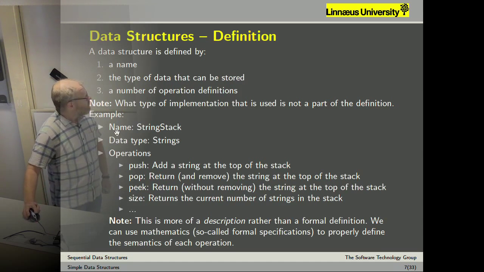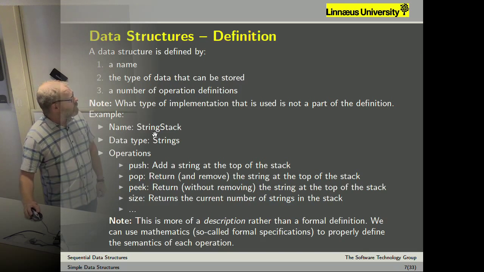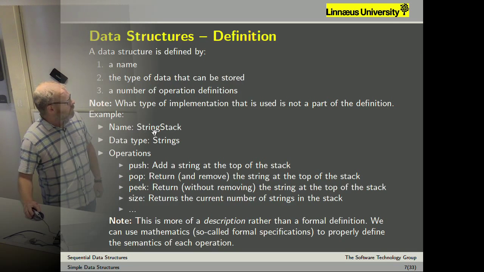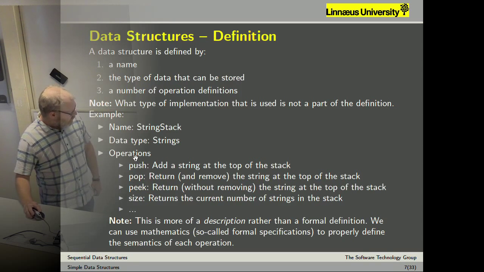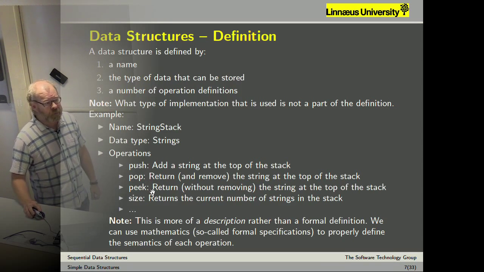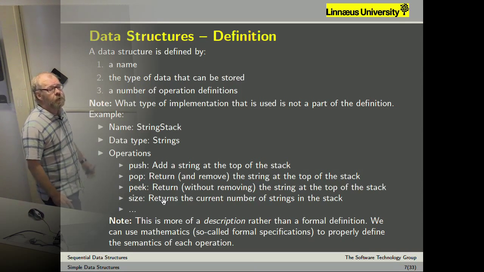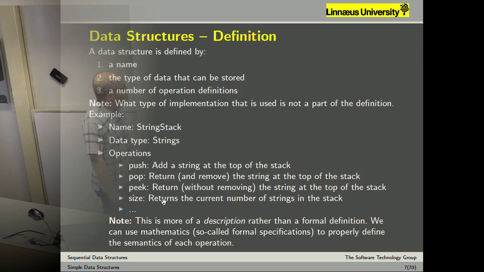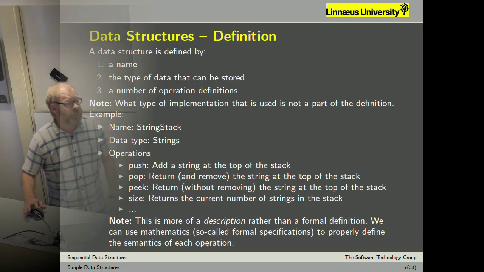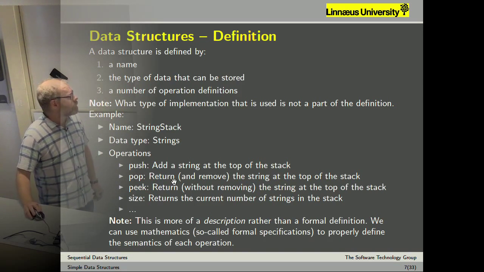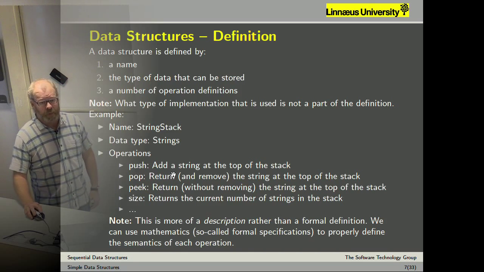As an example, I can say that my data structure has the name string stack. It can contain strings, and then I define the operations that we have here. This is a definition of a data structure. I provide a name, I provide a data type, and I'm telling what we can do with it, what type of operations it understands. But I'm not telling how it is implemented.